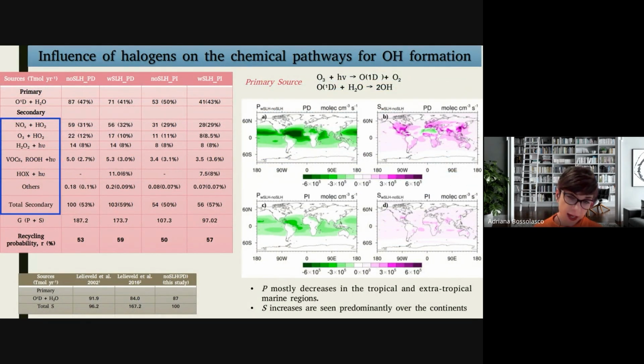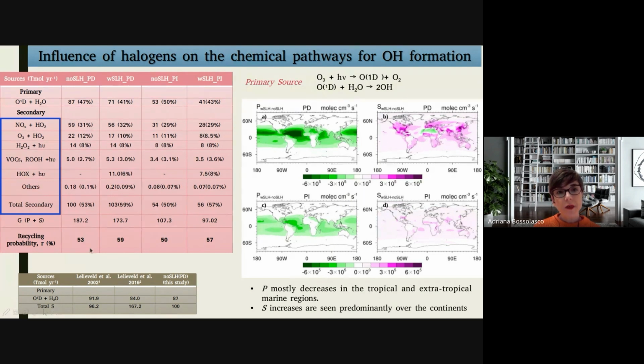So we next investigate how short-lived halogens impact the chemical pathways for OH formation. We know that OH is primarily formed through the photolysis of ozone. This is called the primary source. But there is also a secondary source for OH formation that arises from reactions with NOx, ozone, VOCs, and of course the photolysis of halogenated acids.